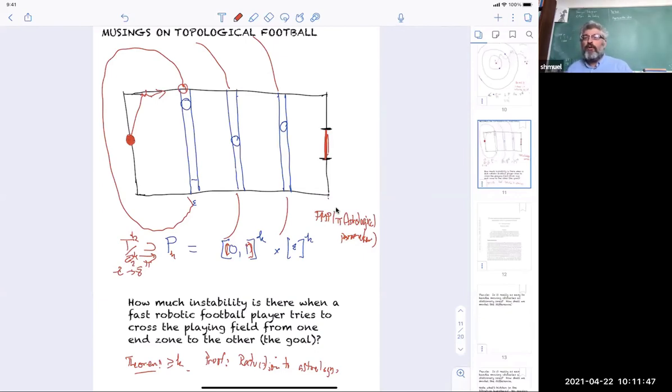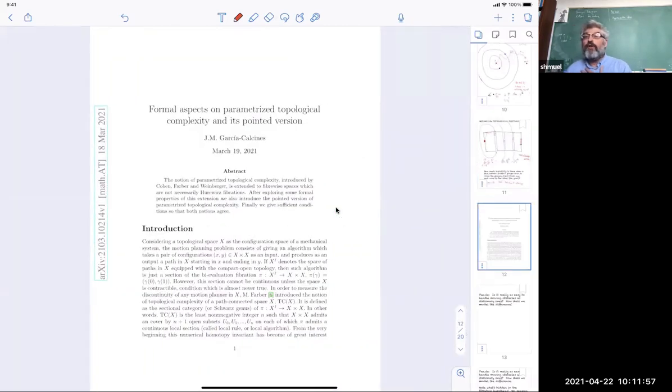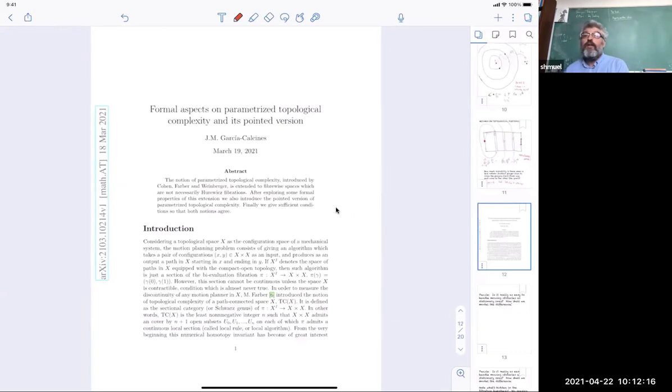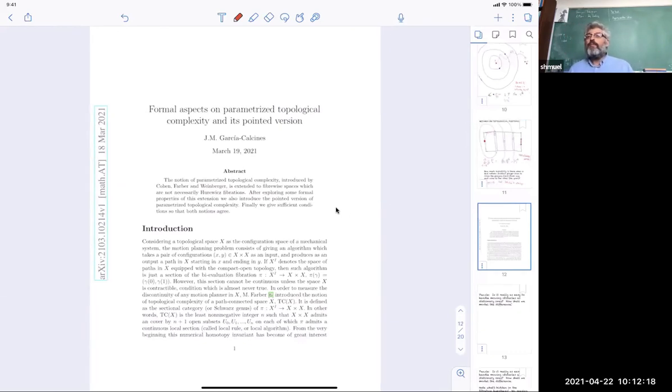Okay, so it's clear that the topological complexity of this football game is at least as large as the topological complexity of the astrological game. So therefore, I've now actually proved the theorem about topological football, about robotic football, that the complexity does grow, and I wanted to at least encourage looking at non-fibrations. Last month, there's a nice paper that appears also talking about non-fibrations, and this should be an example as you think about such theory.